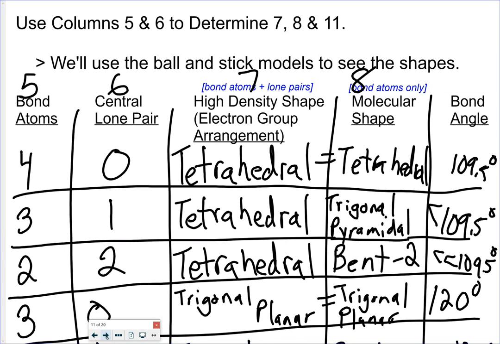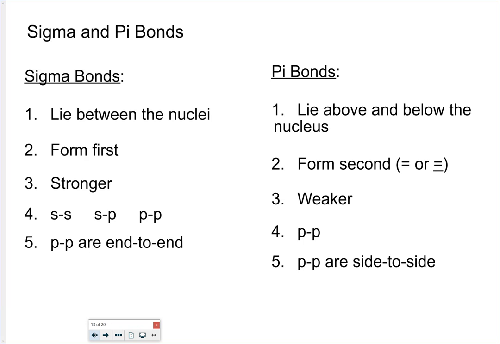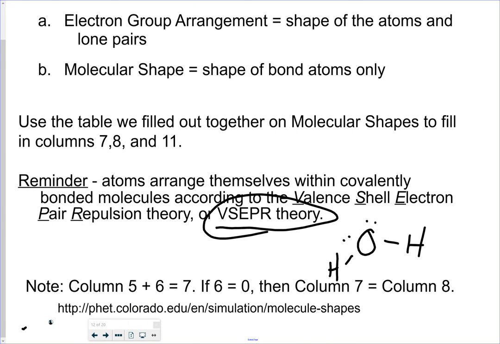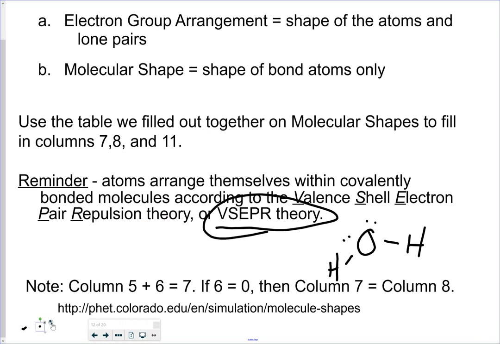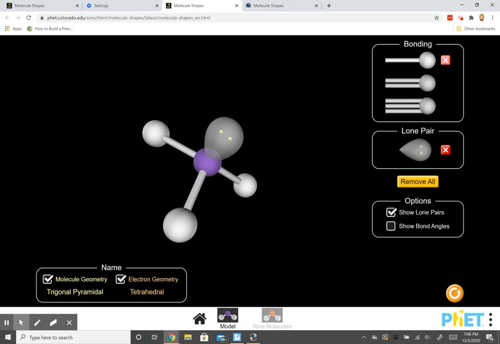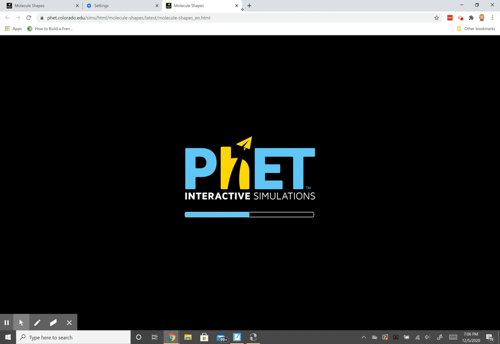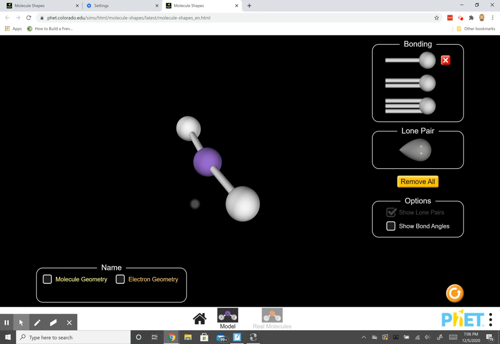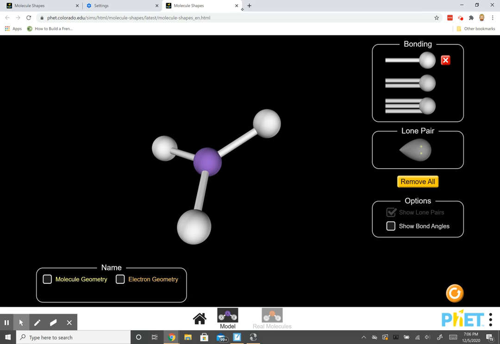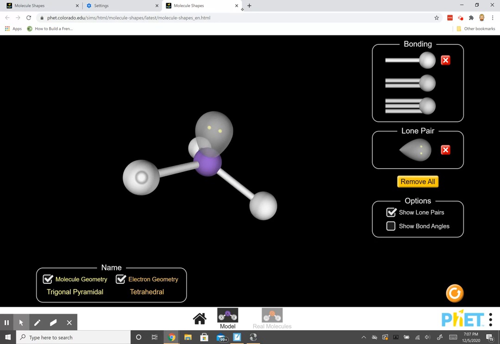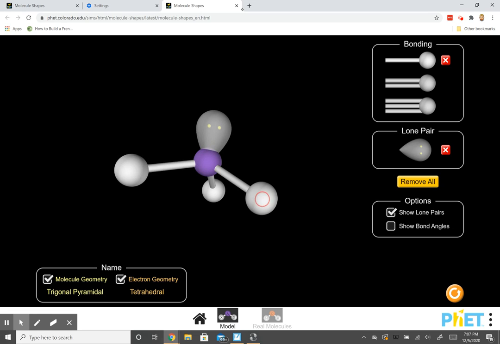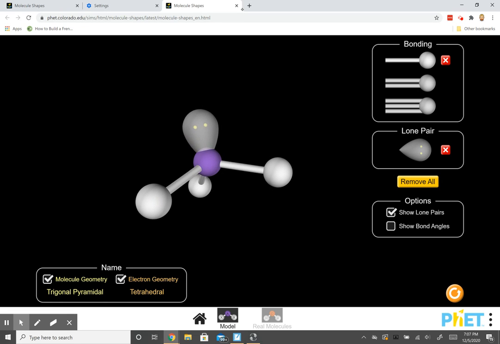Okay. And then back to this. So with this, you have your trigonal planar here. So there's our trigonal pyramidal. If you look at it, if we pull this up, you can see where you have that kind of pyramid, but you still have a triangle.